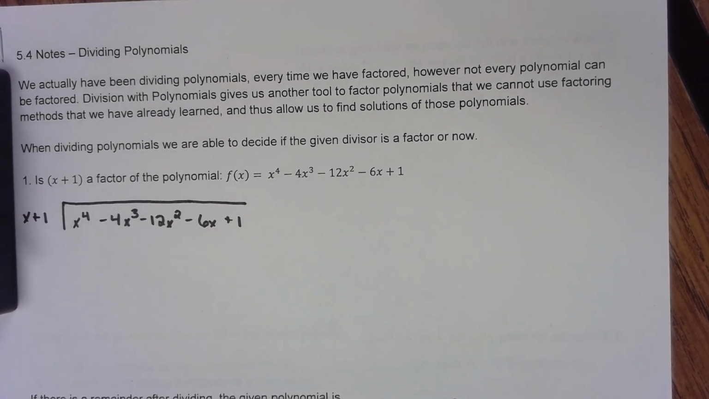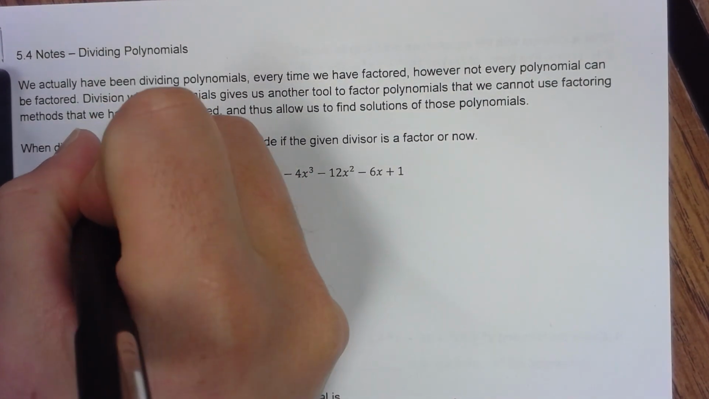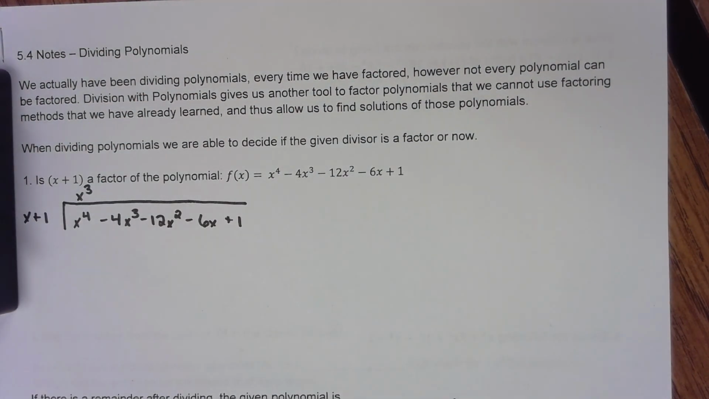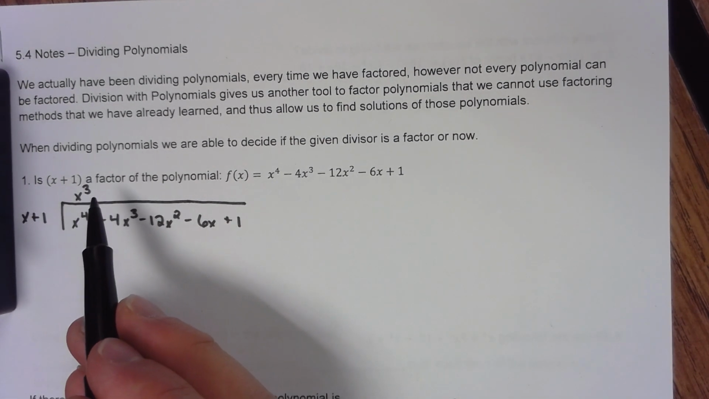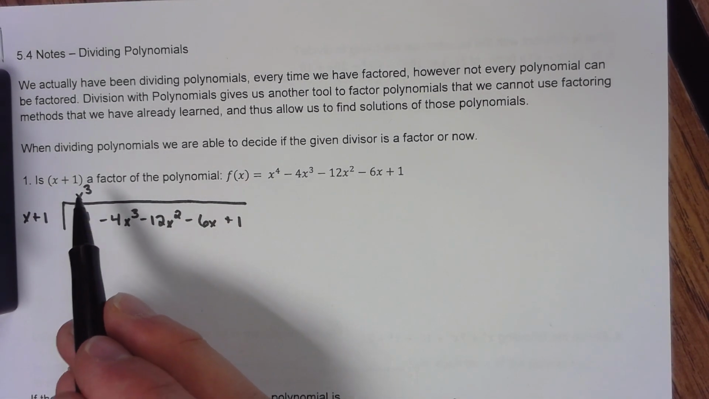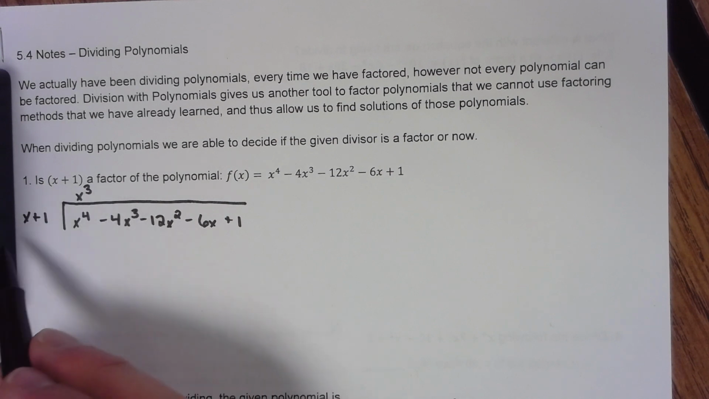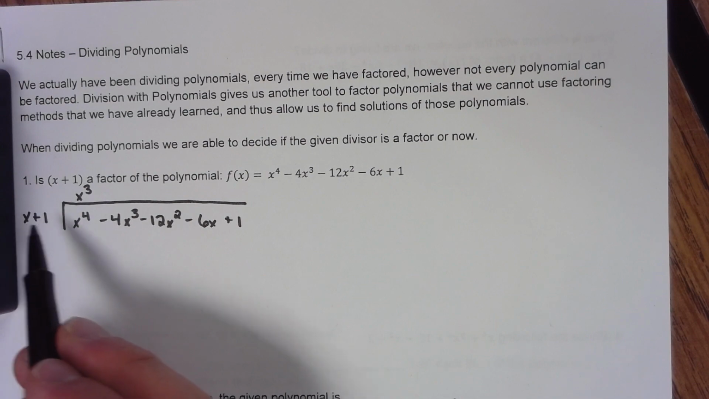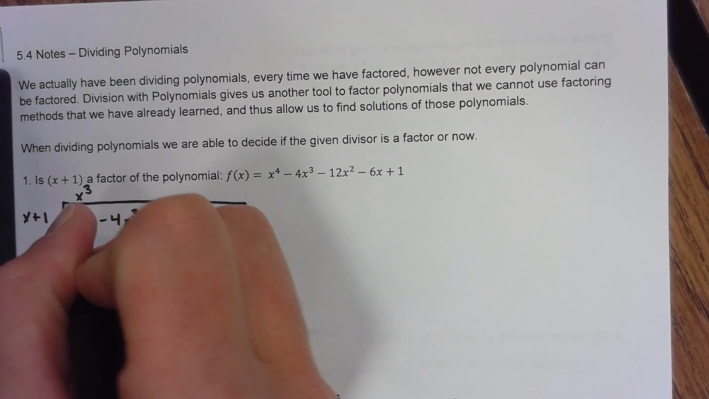And we're going to subtract those away. So really what we're thinking about here is x times what is x to the fourth? That would be x cubed. I chose this x cubed because x cubed times this x gives me x to the fourth. And we're going to multiply the x cubed by this whole term we're dividing by. So x cubed times x gives me that x to the fourth.